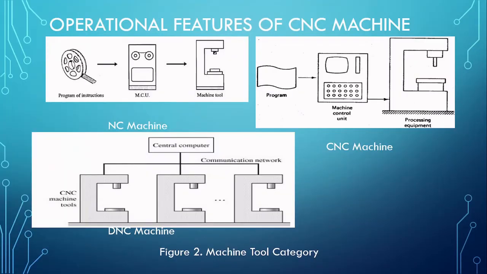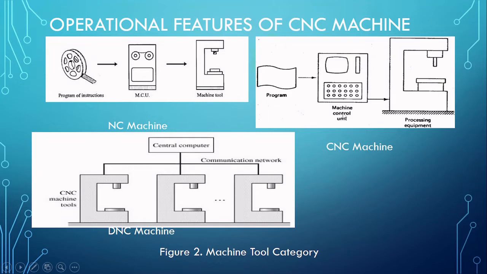And here is just showing the graphical illustration of the NC machine, where the MCU is a tape reader, and this is the punch tape where the program of instructions will be, so that the tape reader, which is the MCU, will have to read the punch tape to actually operate the machine.